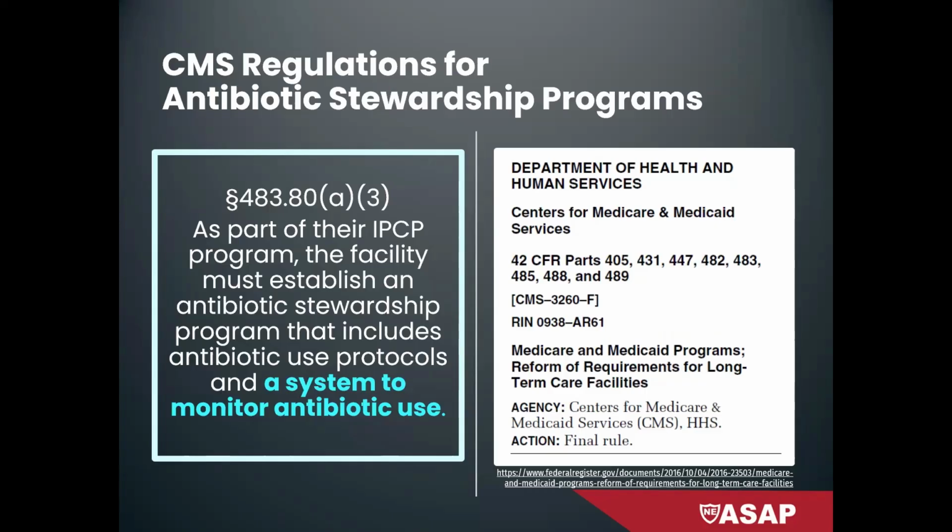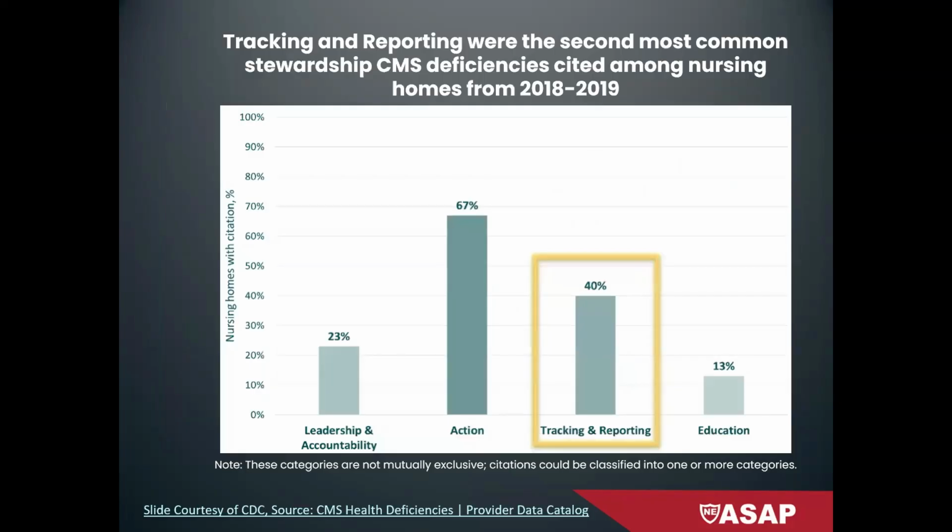So I'm sure you've seen this before, I know Dr. Ostroff had it in his presentation too, but part of the reason we do this is because of the CMS requirement. And tracking and reporting is really important here because they specifically say you need a system in place to monitor antibiotic use. And that CMS requirement went in place in 2016, I believe. So we're coming up on 10 years.